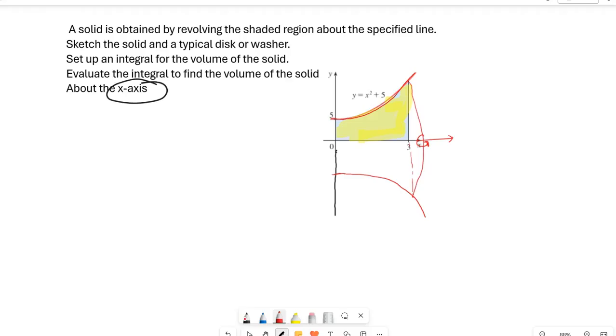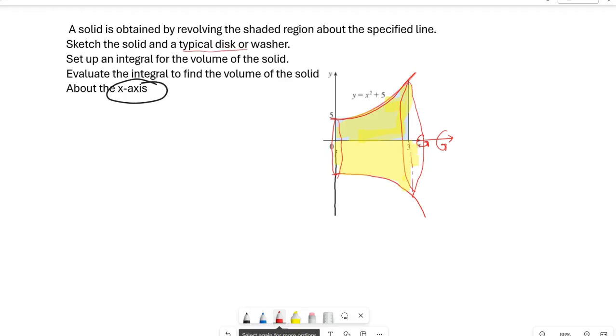And I am going to draw a circular shape here to show that this is a rotation. So this is my solid of rotation. If you can imagine a rotation on each point, that's why the circle is representing. So rotation is happening around the x-axis.